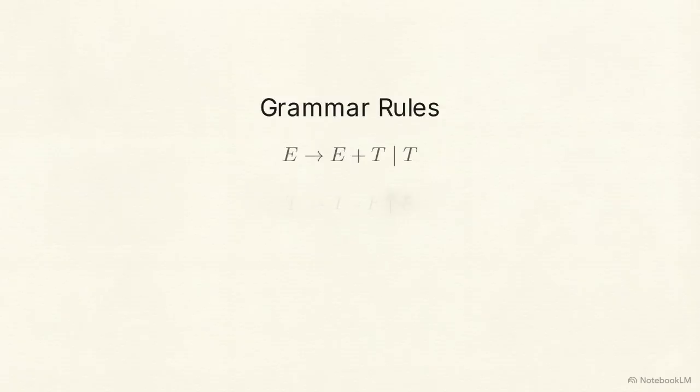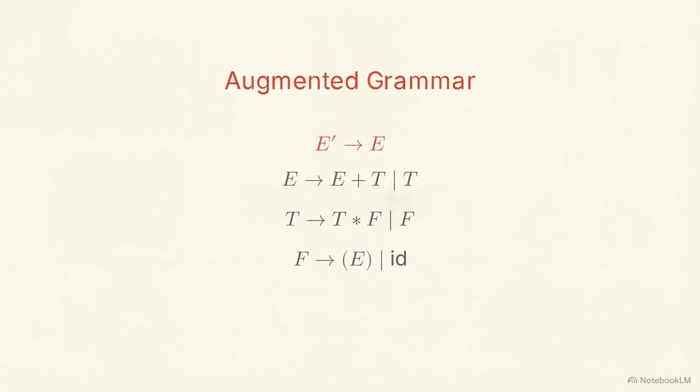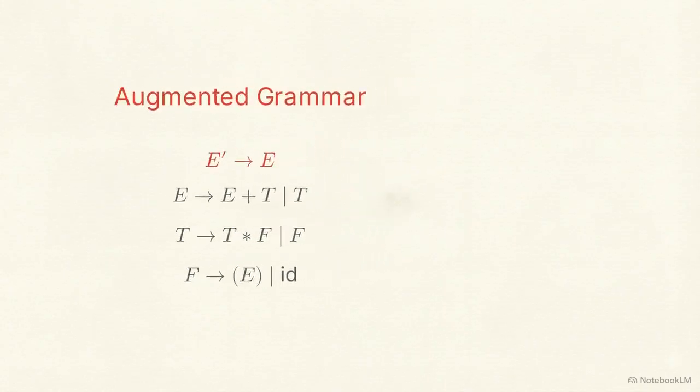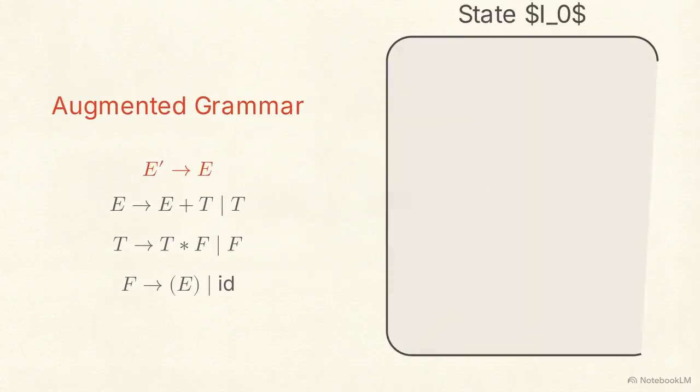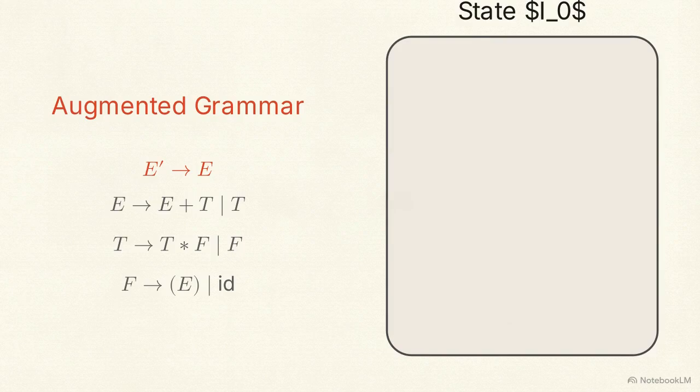Looking at this animated list of grammar rules, we must first create an augmented grammar. We do this by inserting a new start symbol, E', which derives the original start symbol, E. This gives the parser a definitive single goal. When it reduces to E', it knows to halt and accept the string. We use this augmented rule to construct the very first state of the machine, state I0, utilizing an algorithm called the closure function. We place the starting item into the state box.